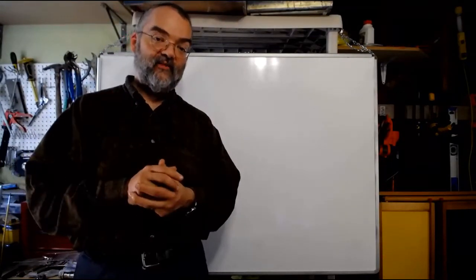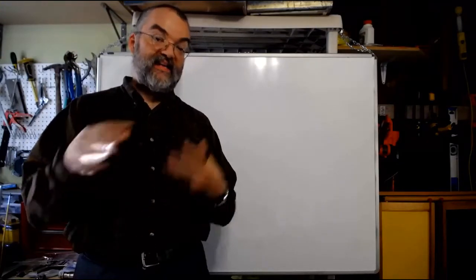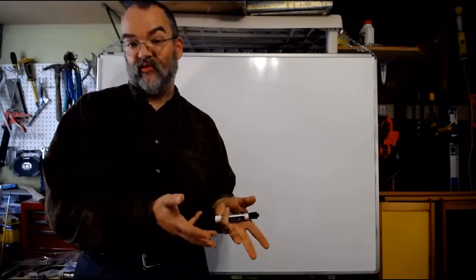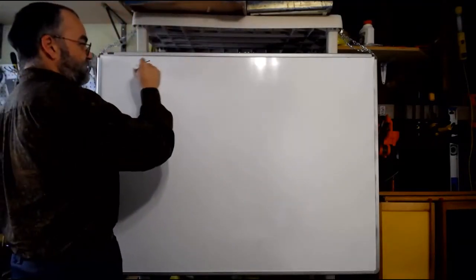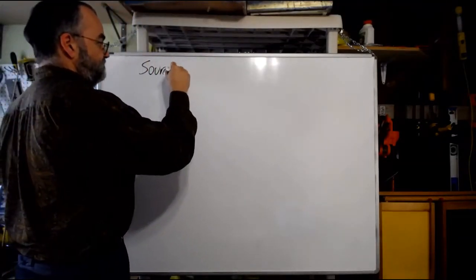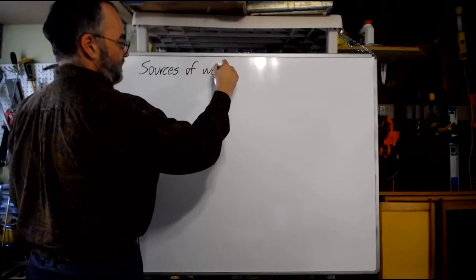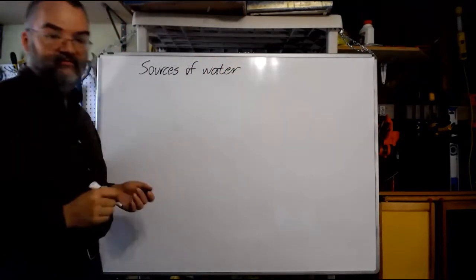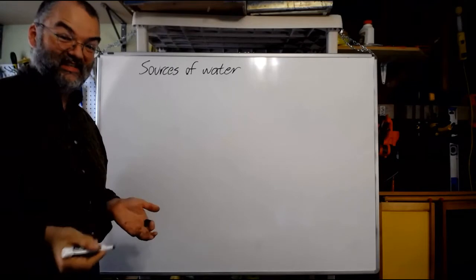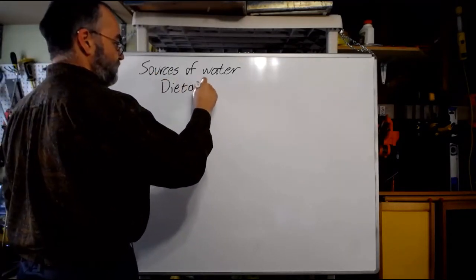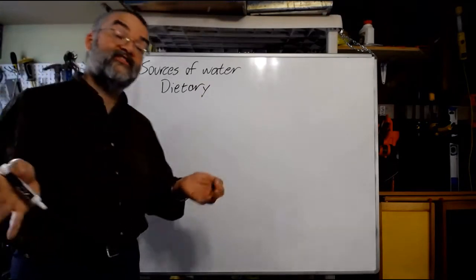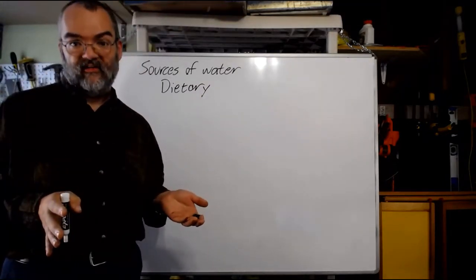Let's talk about where your body gets fluid, where it loses fluid, and then how your kidneys help with that. So let's talk about some sources of fluid gain. How does water get into the body? Well, really, there's only one significant source, which is dietary. You drink water or consume foods that contain water.